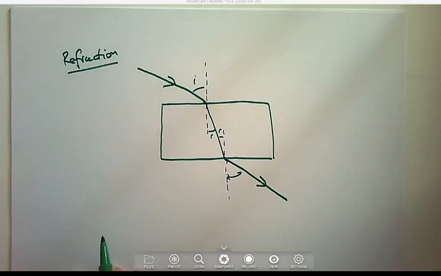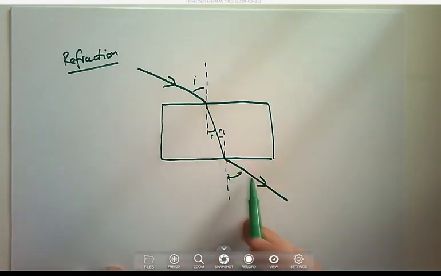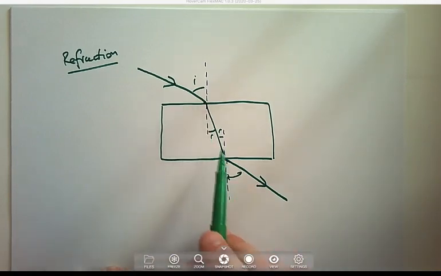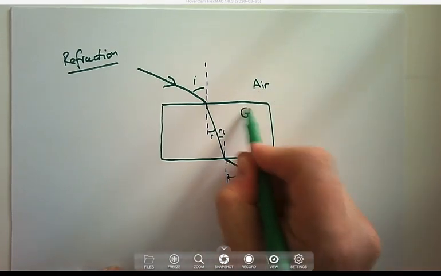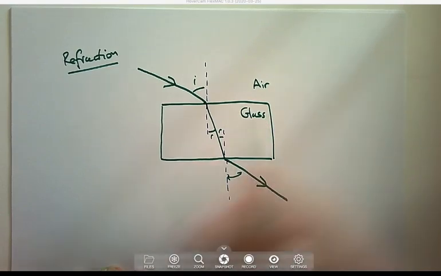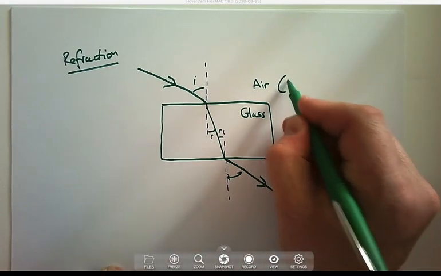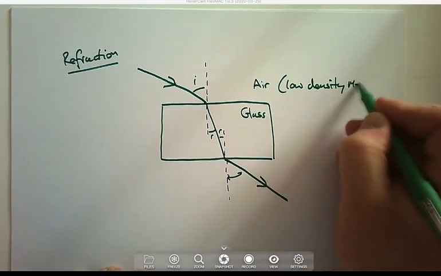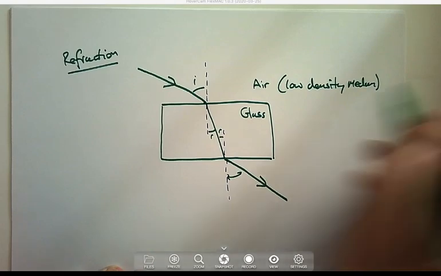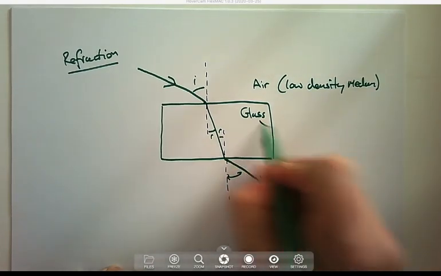Well, the speed of light changes. It goes very, very fast, and it's still going very fast. It doesn't slow down massively, but it slows down enough to change its direction. So in this case, we've got air here and glass here. This is a low density medium, and this is a high density medium.